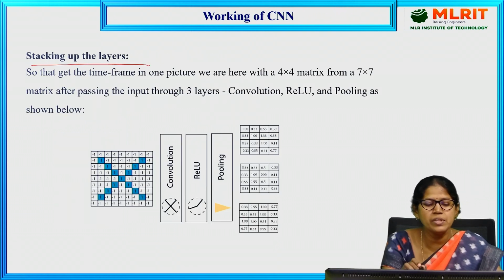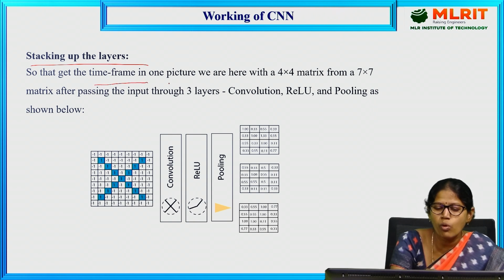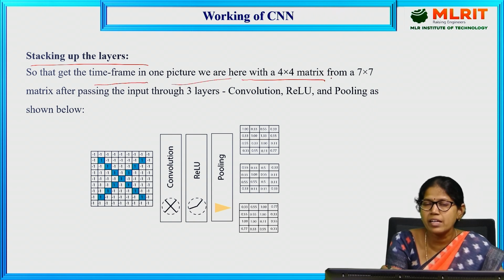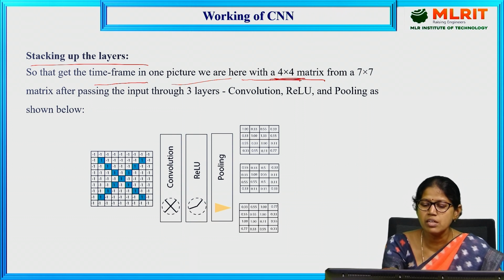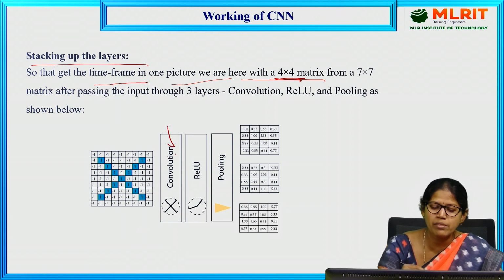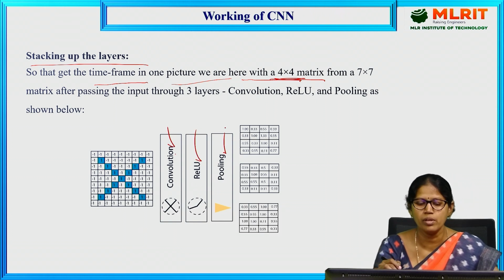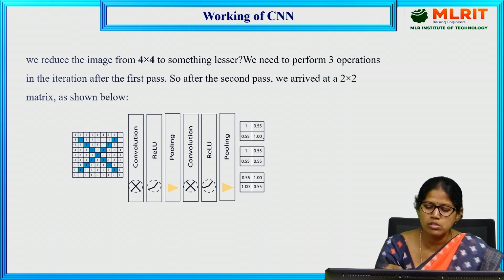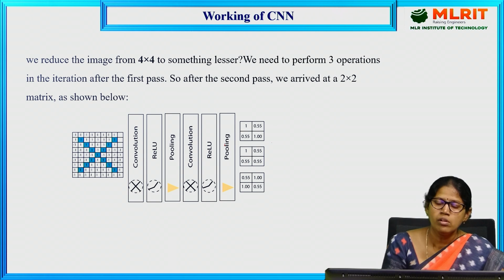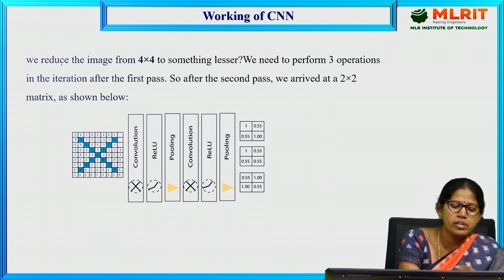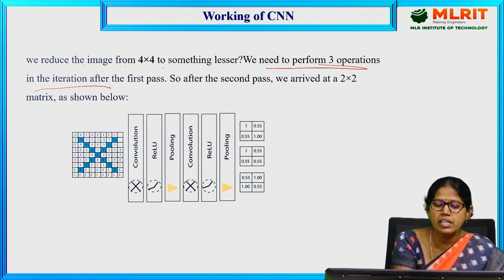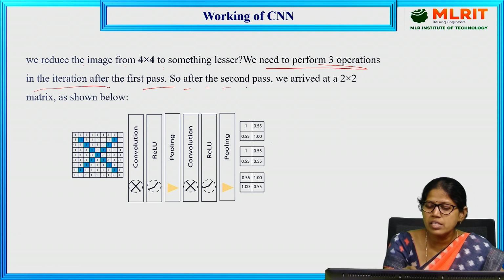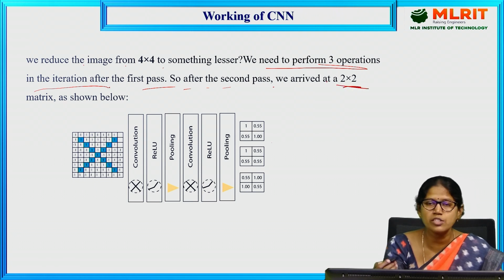Next, stacking up the layers, so that we get the whole flow in one picture. Here we end up with a 4x4 matrix from a 7x7 feature map. First we applied the convolution, later activation, and after that pooling to shrink the size. This is how we need to apply the same operations multiple times. We reduce the image from 4x4 to something smaller, performing the 3 operations again in a second pass. After the second pass, we arrive at a 2x2 matrix as shown below.